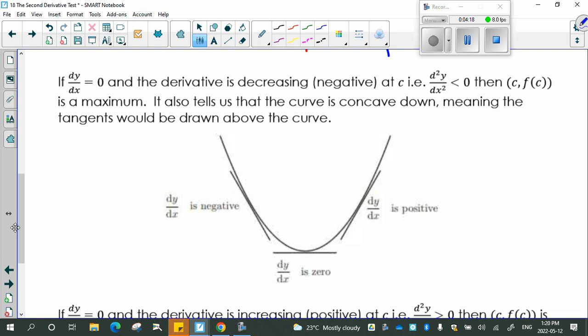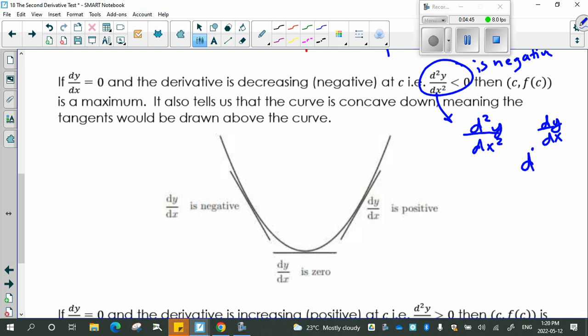All right, so this says if the first derivative is 0 and the derivative is decreasing, so negative, okay, is negative. That's another way of saying is negative here, right? And what's this notation? That's weird, right? dy over dx. Yeah, so when you have dy over dx, which means the slope of the tangent, but you want the second derivative, it's the second derivative of y with respect to x twice, okay? Because you're taking the derivative of y with respect to x once, and then you're taking the derivative of that with respect to x again.